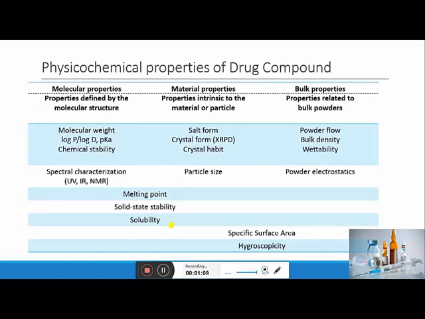Physico-chemical properties of drug can be classified into three different classes. One is called molecular properties, another is material properties, and another is bulk properties. Molecular properties are properties that are defined by the molecular structure of the substance. Material properties are properties which are intrinsic to the material or a particle, and bulk properties are related to the bulk of a powder. In this video, mainly we are going to discuss molecular properties and material properties.